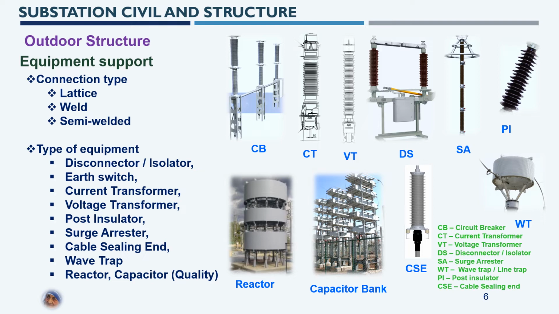And on the right side, a little bit down, we can see WT, a wave trap or line trap. The main purpose of this equipment is to trap or filter unwanted communications or waves from various sources other than the substation requirement. And the next from the right below is the cable sealing end, the CSE. This cable sealing end serves its purpose to connect or seal the cables which are coming from below ground level to the overhead line transmission. The other two equipment pictures, from the left bottom to the middle, are a reactor and the capacitor bank. These two equipment are used for power quality enhancement.